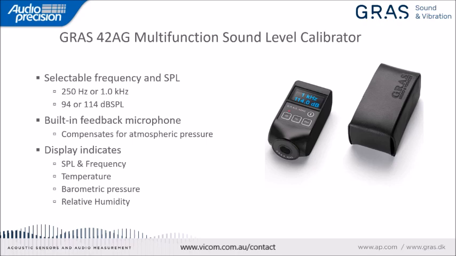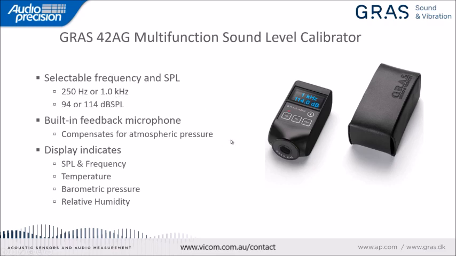Now, this 42AG from GRAS is a very nice calibrator. It's one of the nicest I've ever used. It has two frequencies. Importantly, it works at 250 Hertz, which is necessary for ear simulators. And it also can generate a sine signal at 1 kilohertz. That's a nice feature, as is the dual sound levels. It can generate 94 dB SPL, which is 1 Pascal, or 114 dB SPL, which is 10 Pascals.